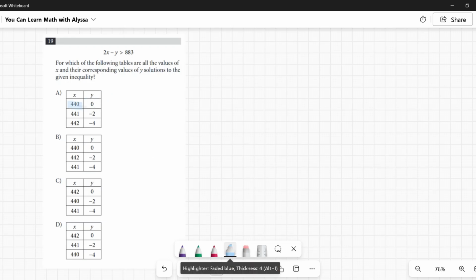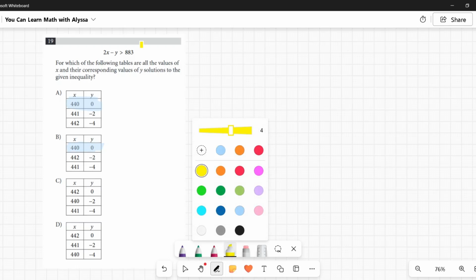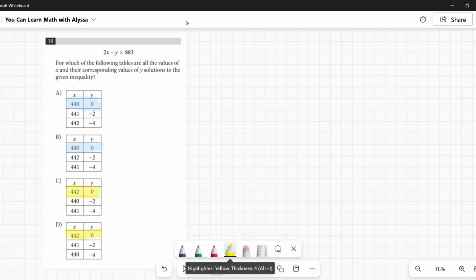In the first two, when y is 0, x is 440. In the bottom two, when y is 0, x is 442. Okay, so if I do this one calculation of 0, if I put 0 in here and see which of these is accurate, then I can eliminate 2 of them. That's what I want. I want to narrow the field in a way that doesn't just take out 1 at a time. It has to take out 2 at a time.